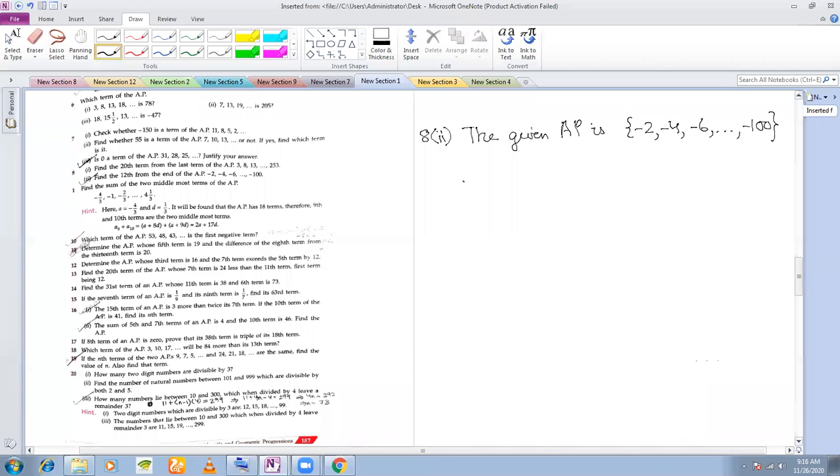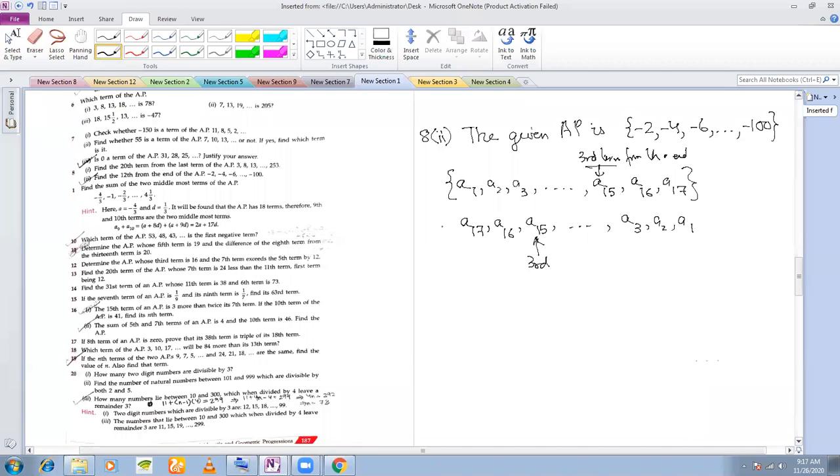If I say an AP like this, A1, A2, A3, and so on, continues till say A15, A16, A17, suppose. What if I say third term from the end? Third term from the end means if I reverse this AP, A17, A16, A15, and so on down to A3, A2, A1, then A15 becomes my third term from the end. So that is what the third term from the end means.